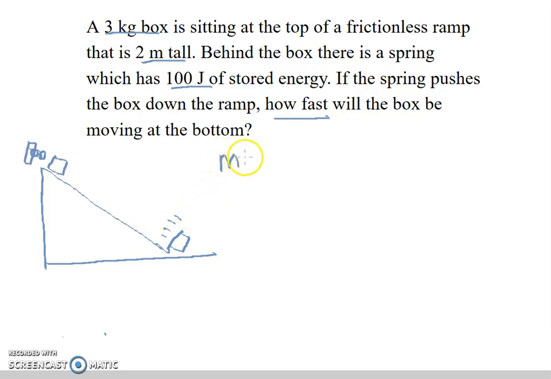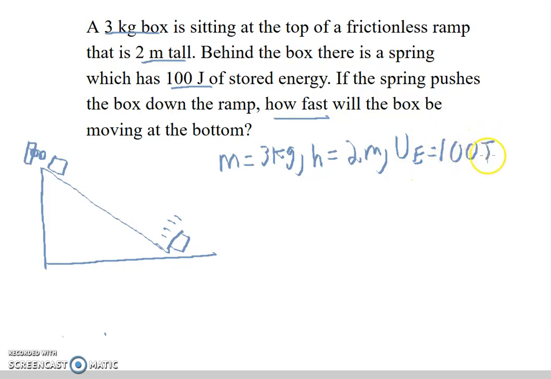So our knowns, let's write that out next. We have a mass, 3 kilograms. We have a height, which is 2 meters. This is a little tricky: the 100 joules of energy is really a potential elastic energy, the potential energy stored in the spring. That would be 100 joules. And how fast is it moving at the bottom? That's technically vf. So again, not too bad so far, just knowns, unknowns, and the picture.